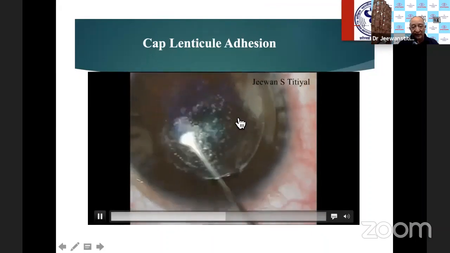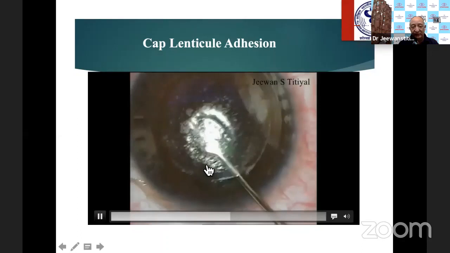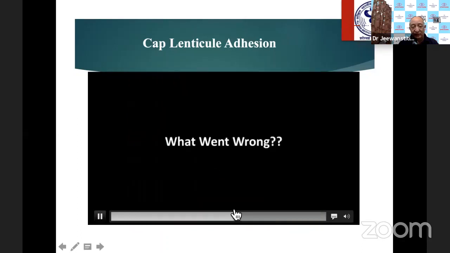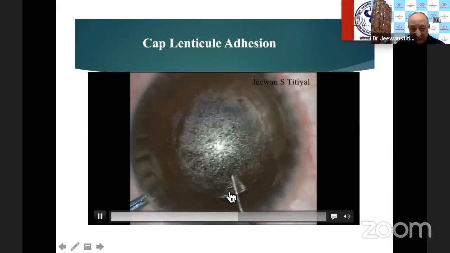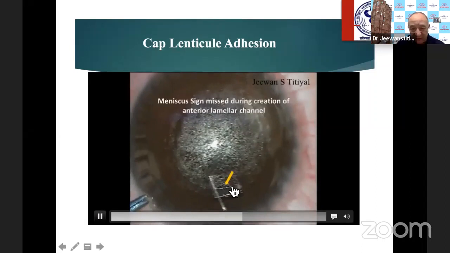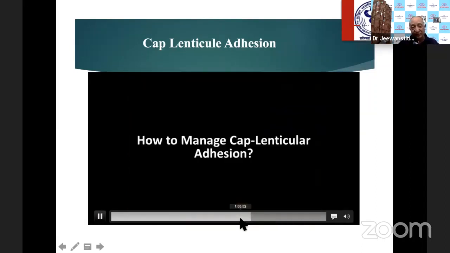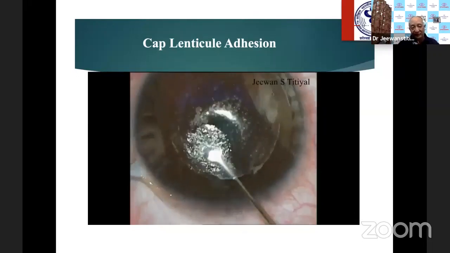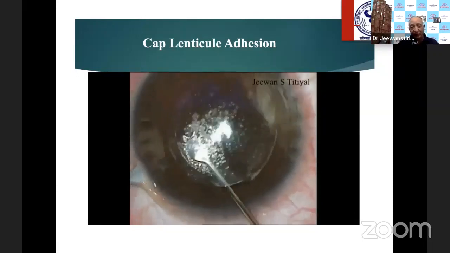I've dissected the entire thing, and I thought I was dissecting anteriorly, but it was posteriorly. If you see, this is the initial dissection. I had created a little bit of meniscus here. In the beginning only, I went posteriorly, which I missed out. If I had seen that, my dissection would have been easier. Now what to do at this stage?